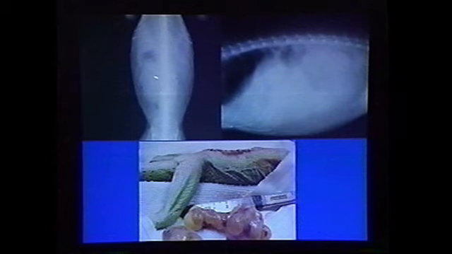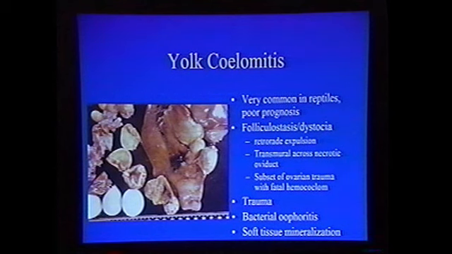Note the radiographic appearance of the coelomic cavity, soft tissue densities that at surgery are ovarian follicles that have not developed shells. Yolk coelomitis is common, usually due to folliculostasis and retrograde expulsion of the yolks into the coelomic cavity, but also sometimes due to coelomic trauma or bacterial infections involving the oviduct or ovary. And oftentimes seen with concurrent soft tissue mineralization.